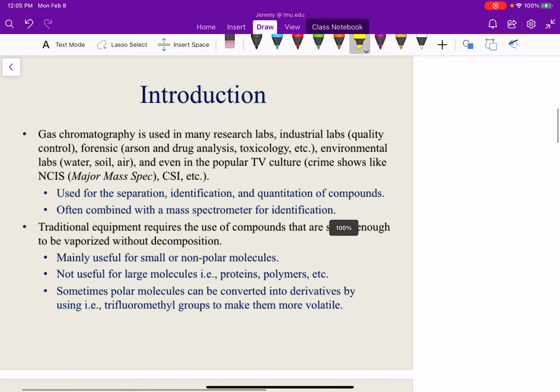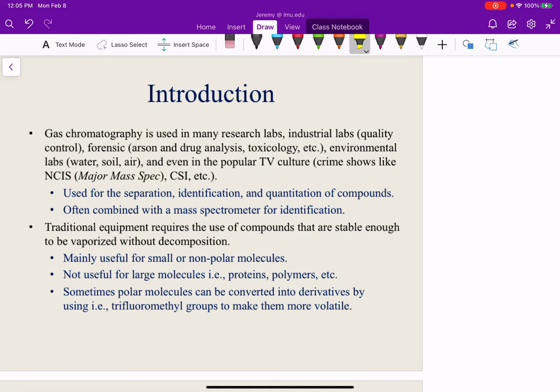Gas chromatography is used in many research labs. It's used in forensic or environmental labs. You see it a lot on TV shows. It's really used for the separation, identification, and quantitation of different compounds. So it allows you to separate, identify, and then actually detect how much of those compounds you have. All right. It's often used combined with a mass spectrometer to help identify your compounds.